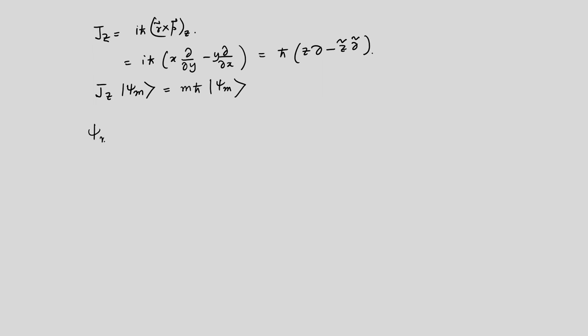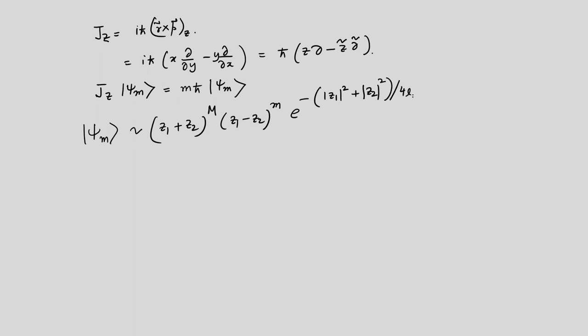This psi can also be written, again unnormalized, as z1 plus z2 whole to the power m, and z1 minus z2 whole to the power m, and exponential minus z1 square plus z2 square divided by 4 lB square, and so on. So this is the total coordinate z1 plus z2. z1 and z2 individually are the coordinates of the two particles.